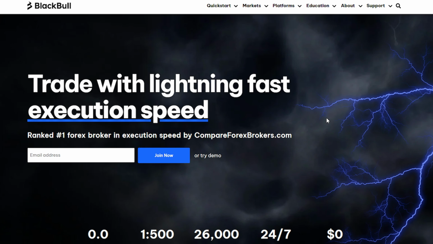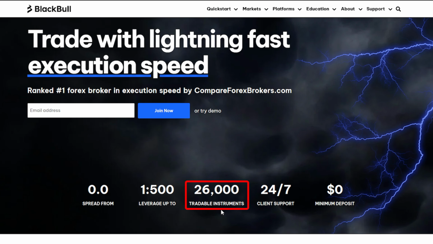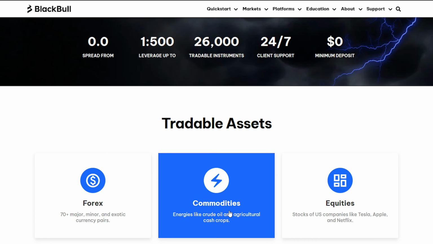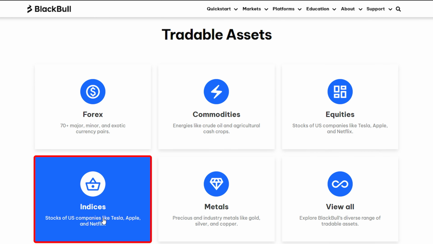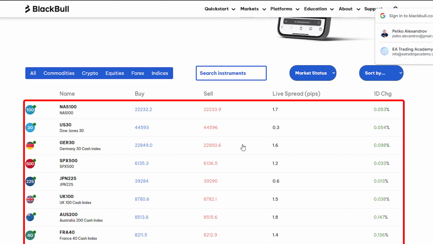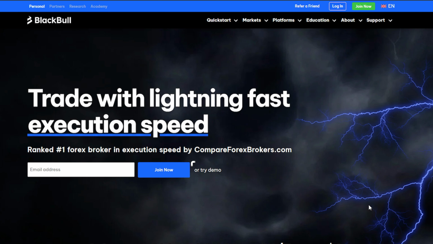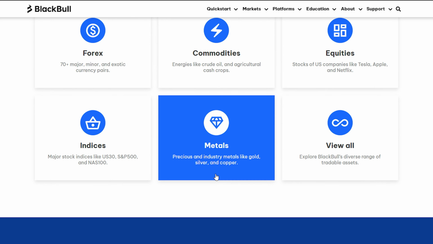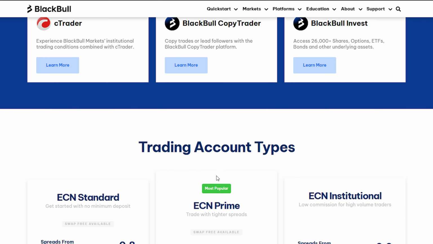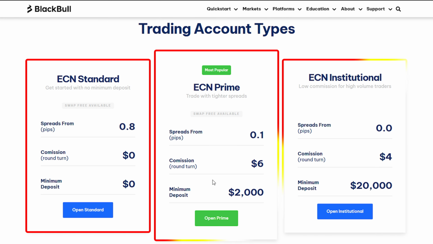And the best thing you can do is to test them with a demo account with a regulated broker such as the Black Bull broker, and they offer 26,000 tradable instruments. So you will find any of the indices. If I click on the indices tab, you'll see that they offer many more and their trading conditions are really good. And I would suggest you to try these expert advisors with a demo account, and if you decide to trade any of them on a live account, you can select between 3 types of accounts.